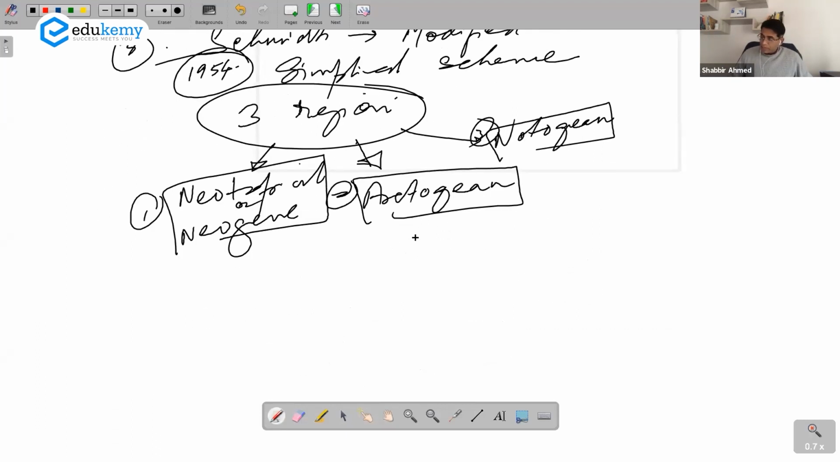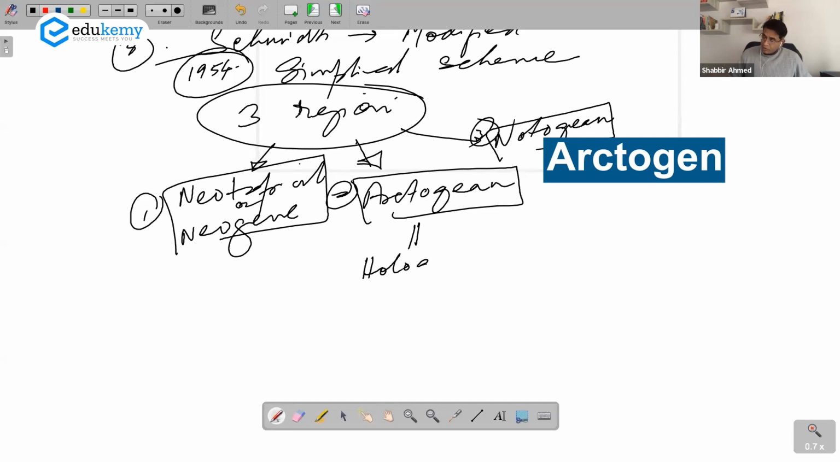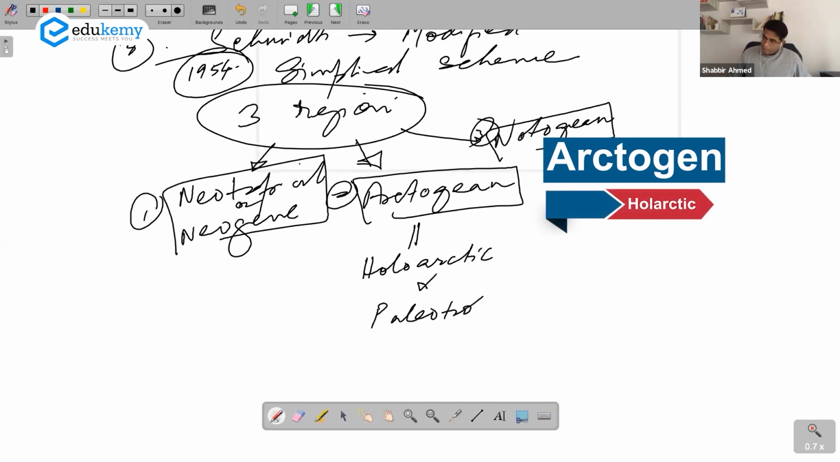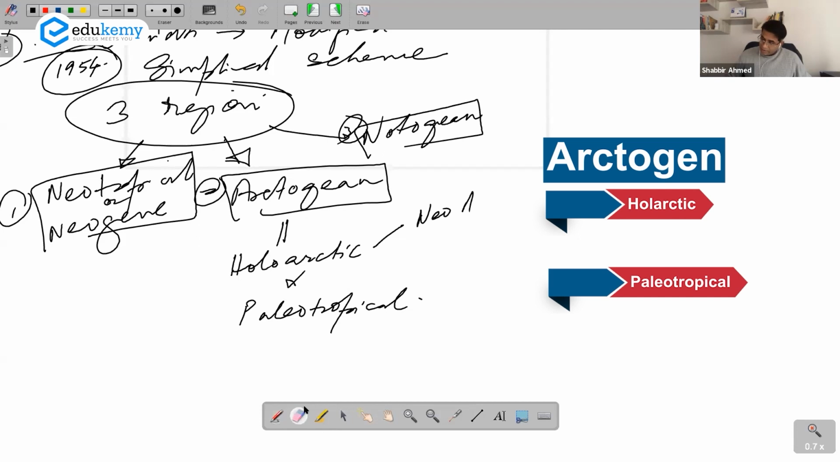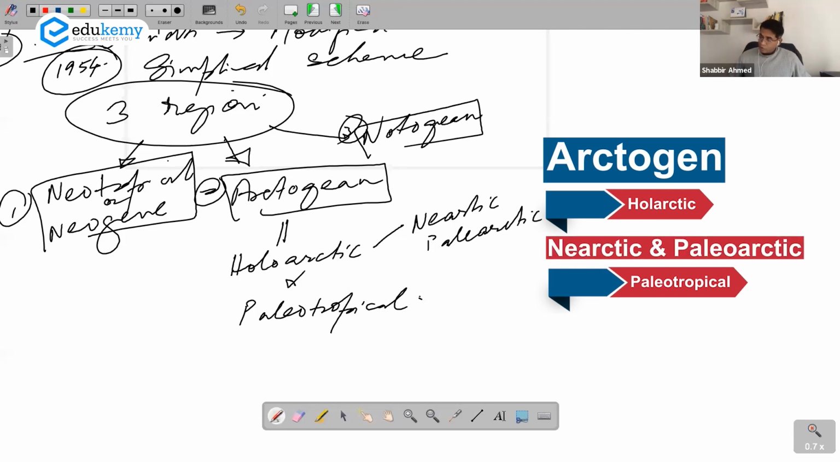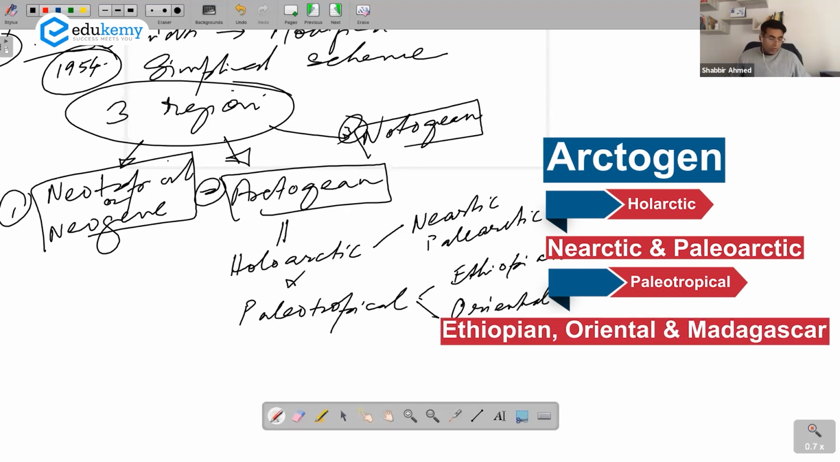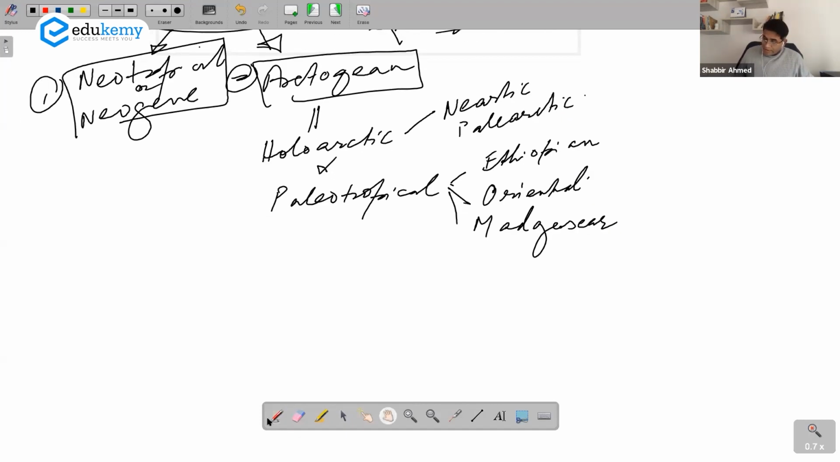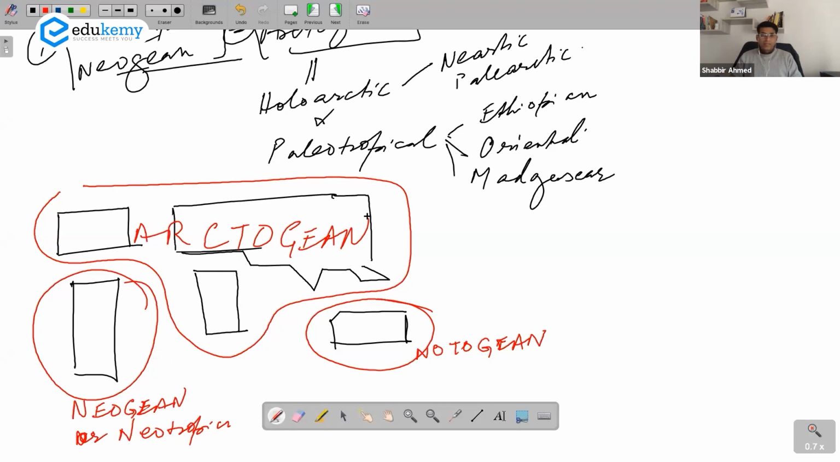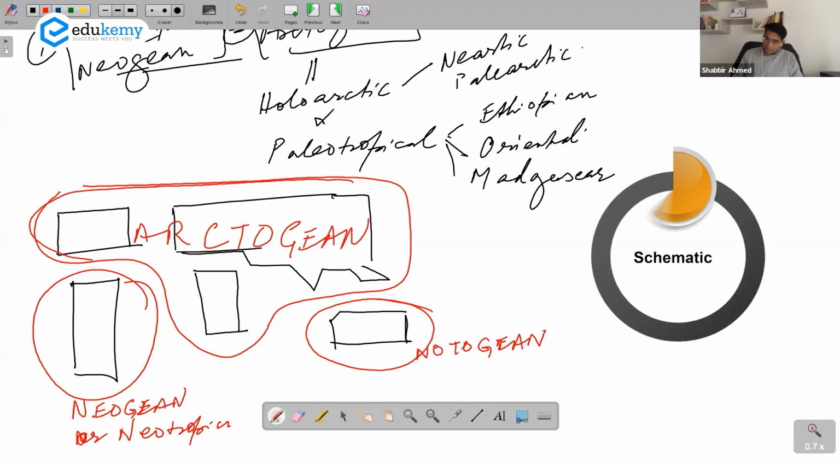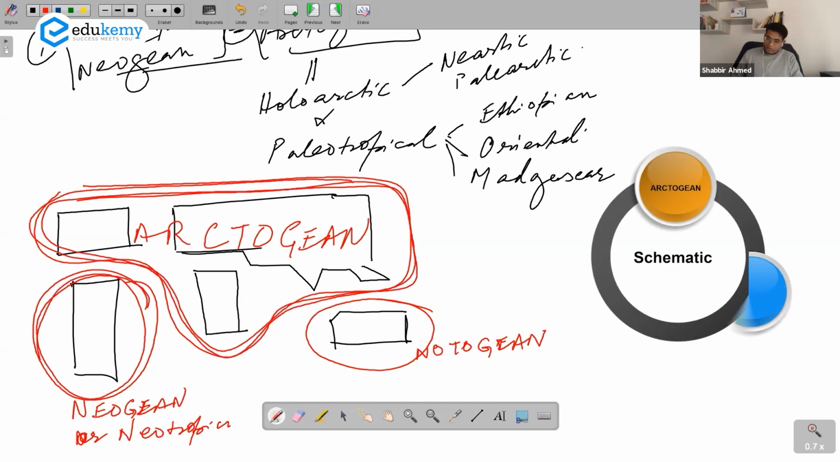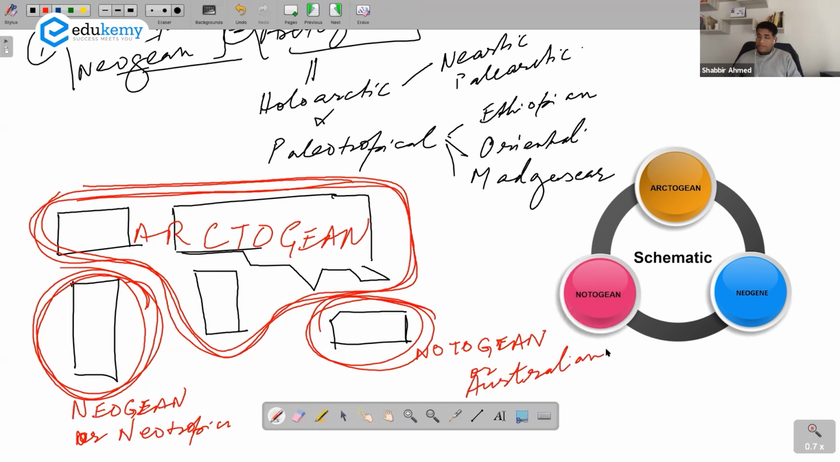And Arctogaean is equal to what? Holo-Arctic and Paleotropical. Holo-Arctic itself is Neo-Arctic and Paleo-Arctic. Paleotropical is Ethiopian, Oriental, and also Madagascar. If you look at the diagram, three parts. The world is divided into three broad regions. This whole is Arctogaean. This is Neogaean, also called Neotropical. And this is Notogaean or Australian.